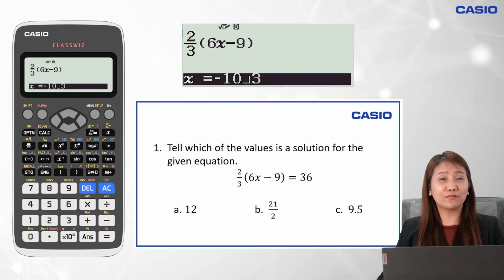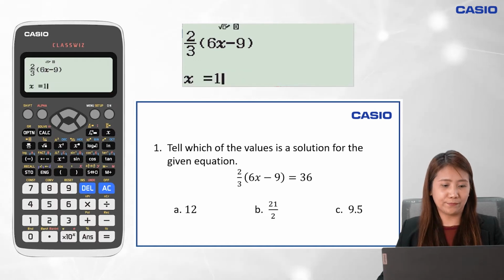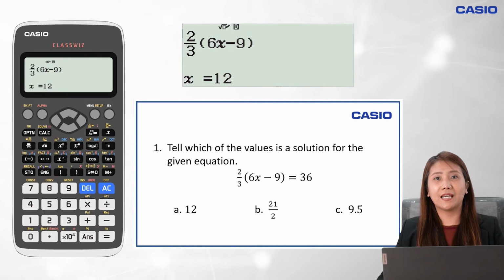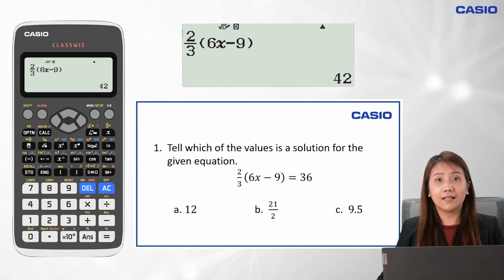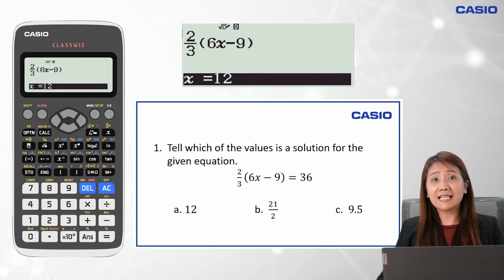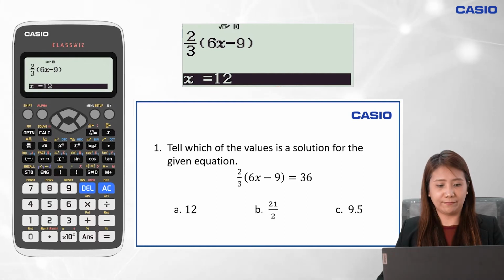ClassWiz will ask for the value of x, so let's input the first value. In this case, it's 12. Then press the equal sign. The first side is 42, which is not the same as the second side, so 12 is not a solution. To test the second value, we press Calc. ClassWiz will ask again for the value of x. Let's input the second value, which is 21.